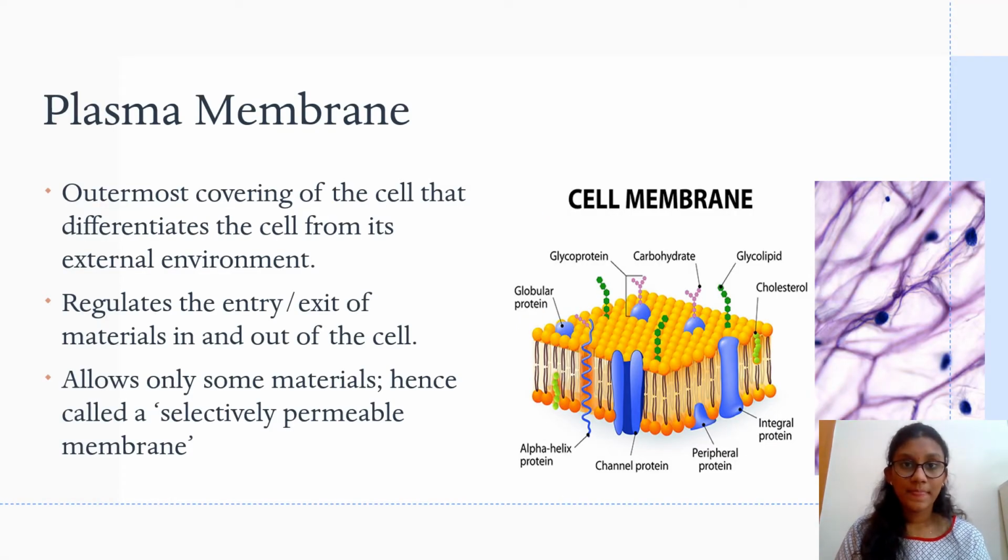Plasma membrane. In simple words, the plasma membrane is the outermost covering of the cell which separates the contents of the cell from its external environment. The plasma membrane allows the entry and exit of materials in and out. It only allows some materials and prevents the entry and exit of others, and hence is called a selectively permeable membrane. Now let us see how materials pass in and out of this membrane.